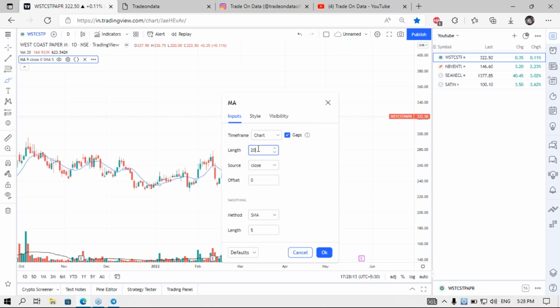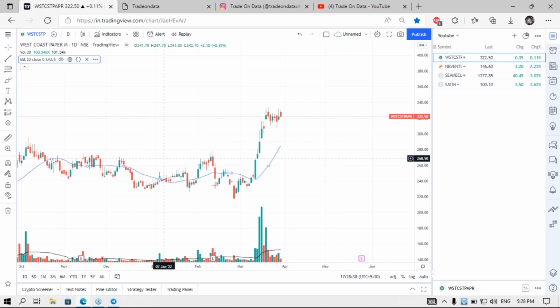Mostly, the moving average is always taken on the close price, but it depends on you if you want to take the open price. Every option is available: open, high, low, close, HL2, which is high plus low divided by 2, HLC3, which means high plus low plus close divided by 3, and everything is available, right?